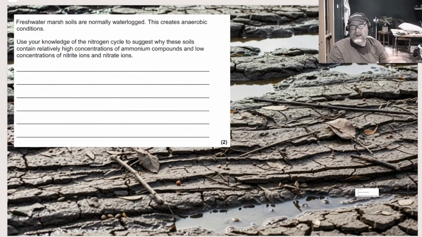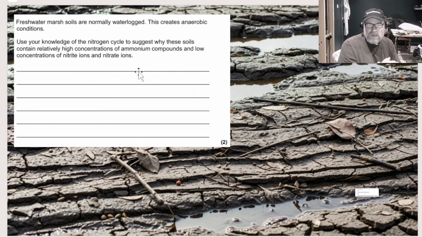If you want to get a C grade in A-level biology, you need to learn the content off by heart, because then you're going to cover most of the AO1, which is 35 to 40% of your course. But the AO2, which makes up another 30% of your course, is the application of that knowledge. So this is an application question. What they're saying here is the soil is filled with water. It creates anaerobic conditions, so there's no oxygen in the soil for the plants and the bacteria to access. Use your knowledge of the nitrogen cycle to suggest why these soils are high in ammonium compounds and low in nitrite and nitrate.